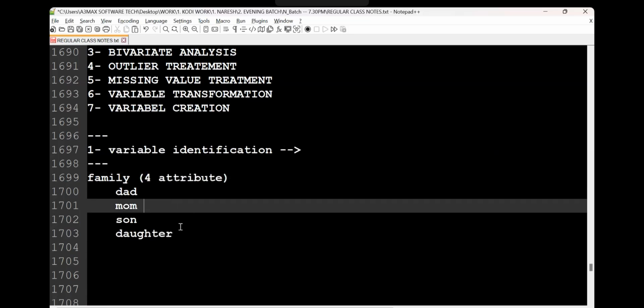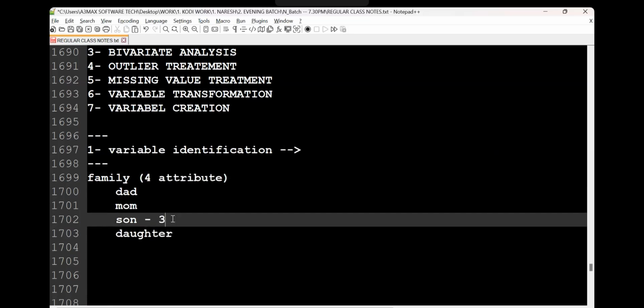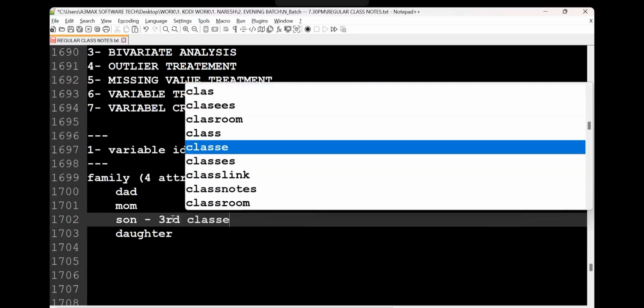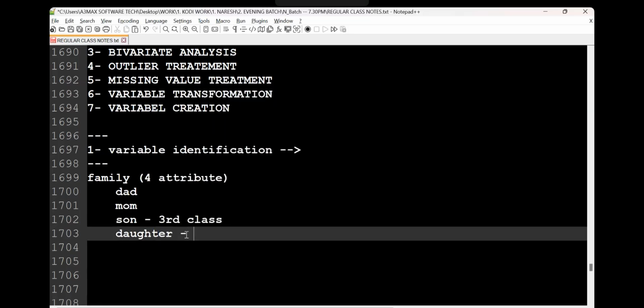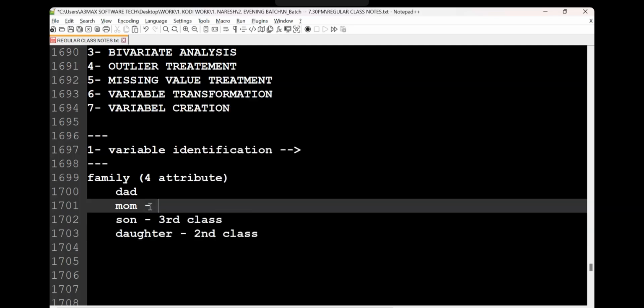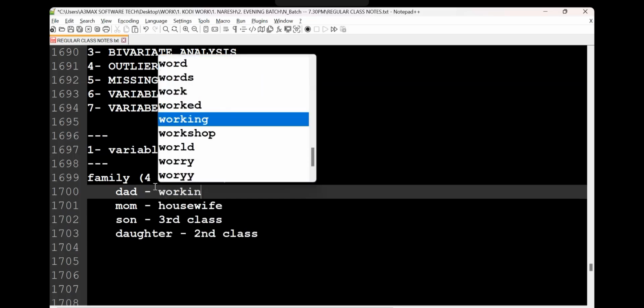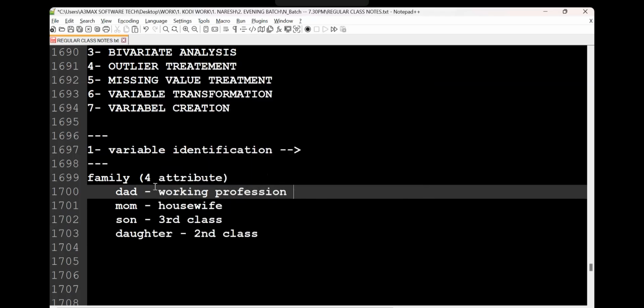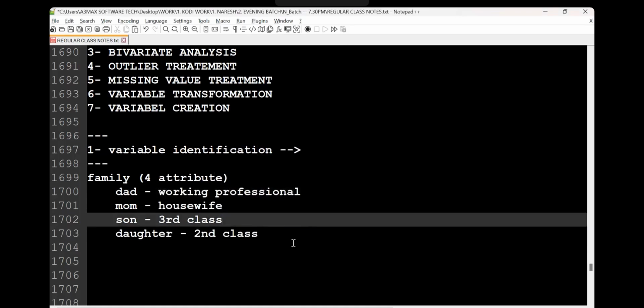Okay, assume the son is studying in 3rd class, the daughter is studying in 2nd class, mom is a housewife and dad is a working professional. Clear? I just gave you one scenario so that tough concepts get understood in an easy way. Out of the 4 attributes, think and respond: which attributes depend on whom?